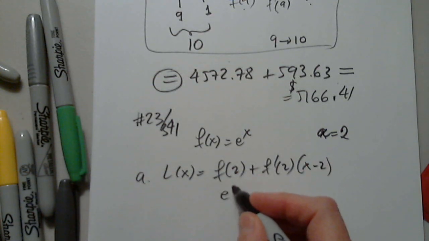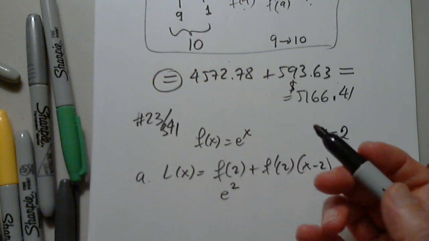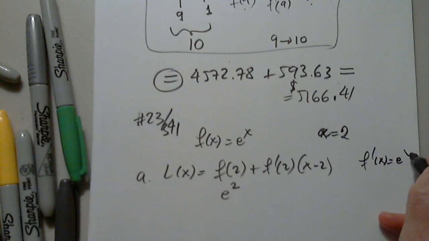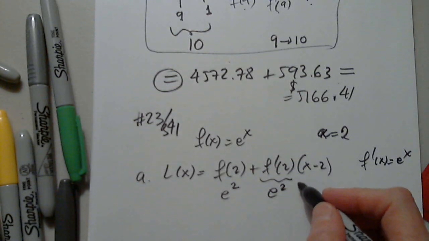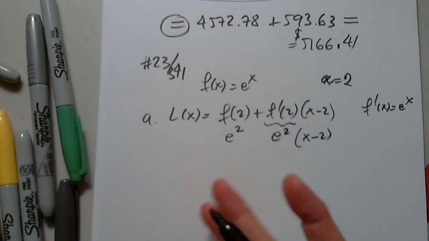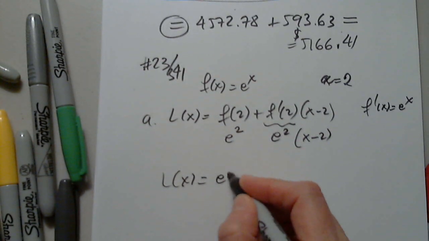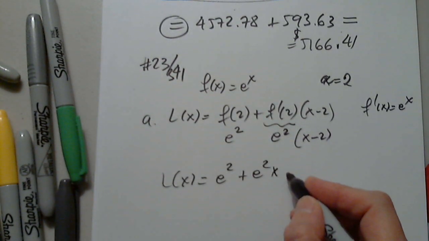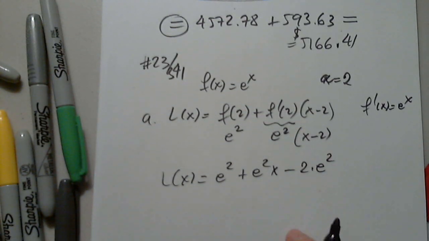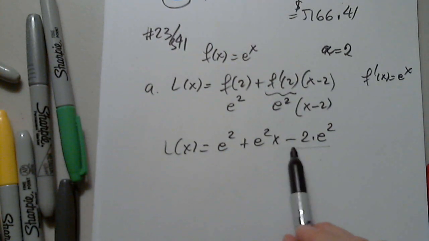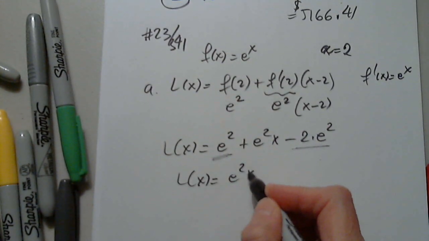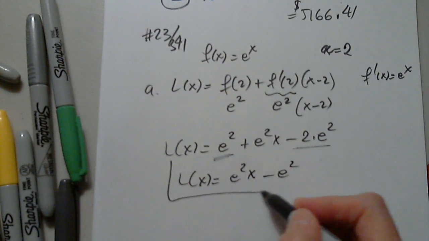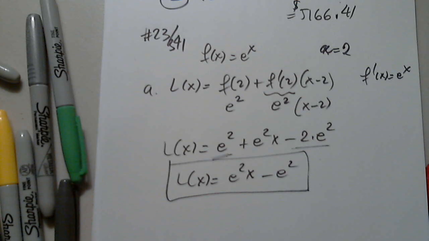So f of 2 will be e squared. F prime of 2, because f prime is still e to the x, will be e to the second power. And this will be x minus 2. That's it. So L of x equals e squared plus e squared x minus 2 times e squared. Negative 2e squared with positive e squared. So e squared x minus e squared. That's the linearization.